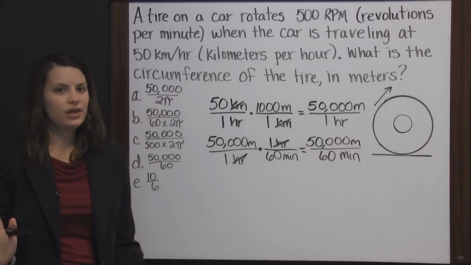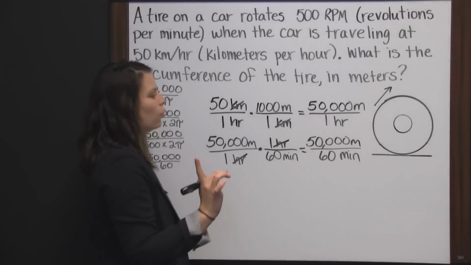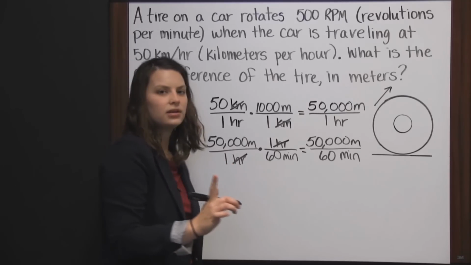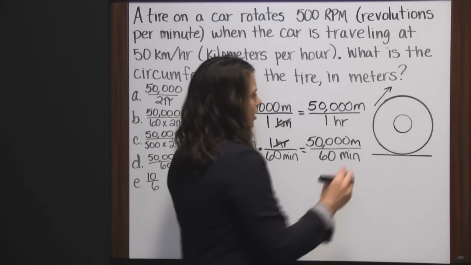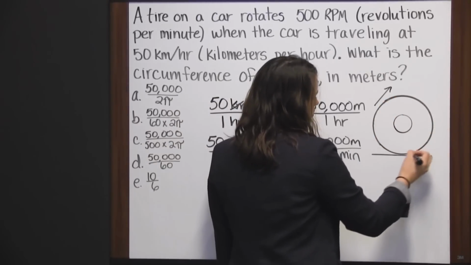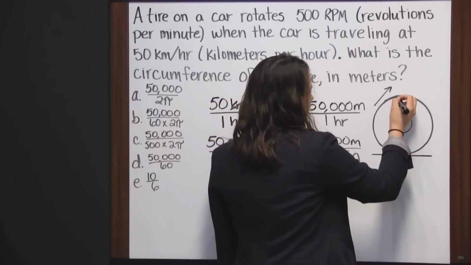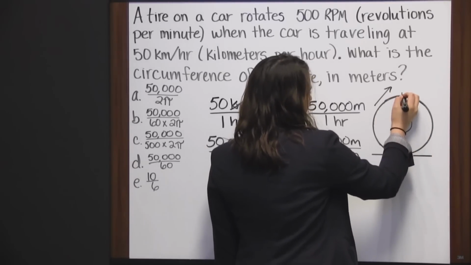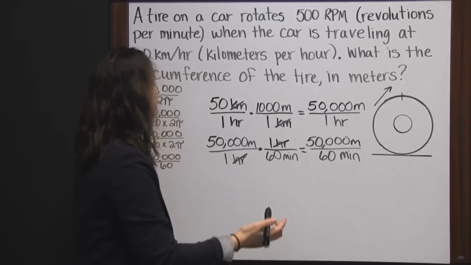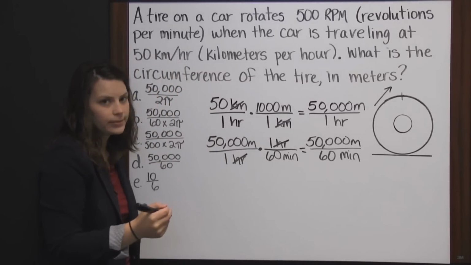What I want to find, though, is what 1 revolution is. How many meters is 1 revolution? Because 1 revolution is 1 time all the way around the tire. And that would be the circumference, which is what they're asking me for.